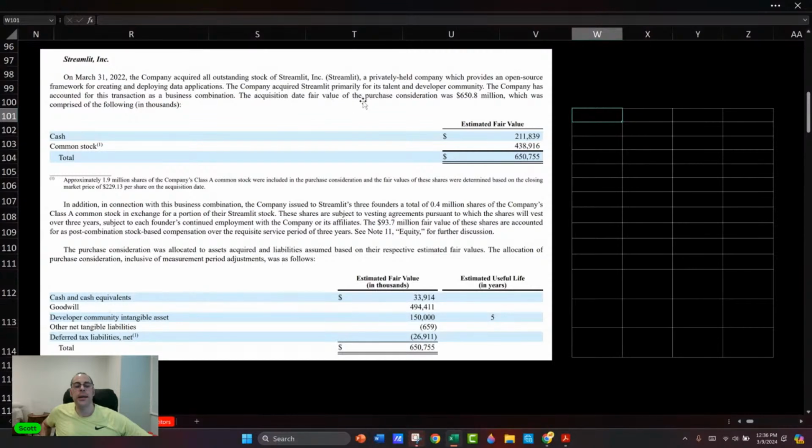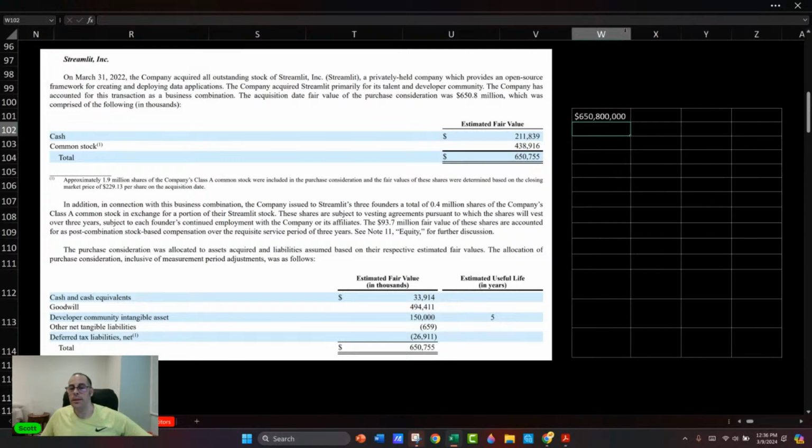The acquisition date, so they paid $650.8 million for this company. And this is how they paid for it. They paid cash of $211 million and common stock of $438 million. So you would see the cash on a statement of cash flows, because that's how much cash they spent for this acquisition. But common stock wouldn't show up on a statement of cash flows because it's a non-cash item.